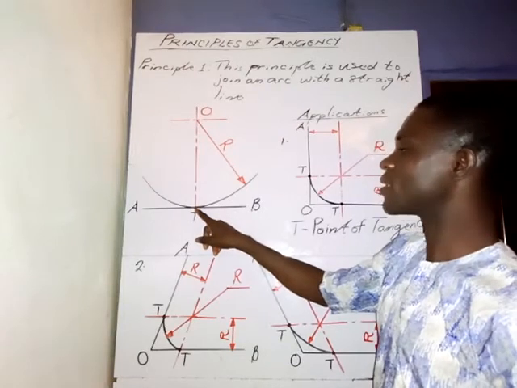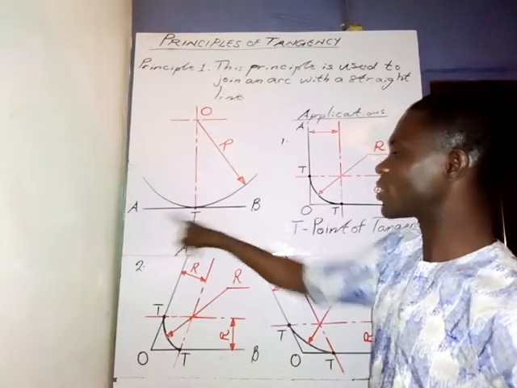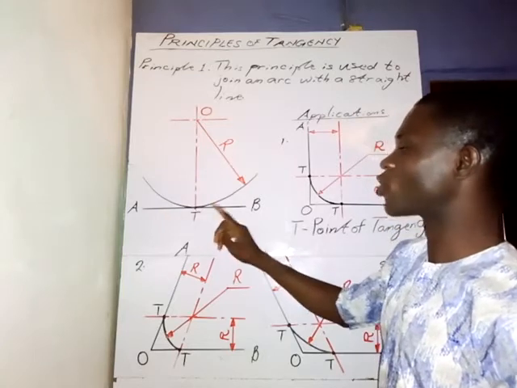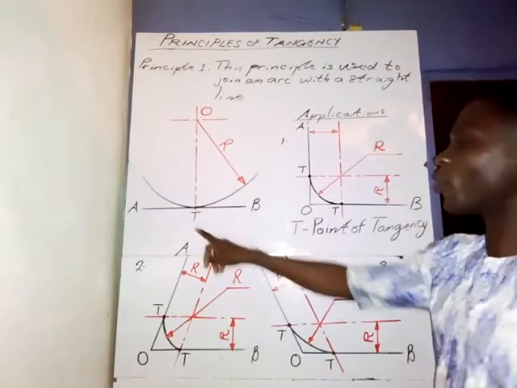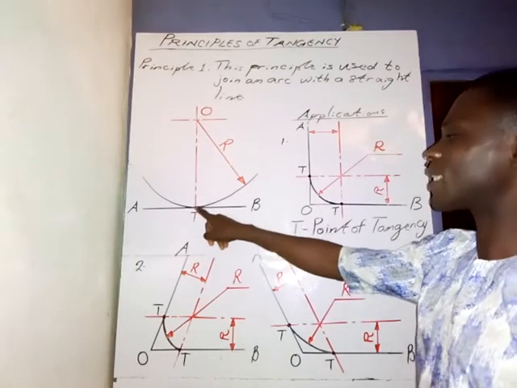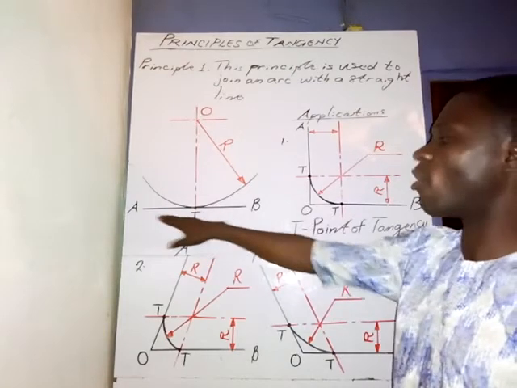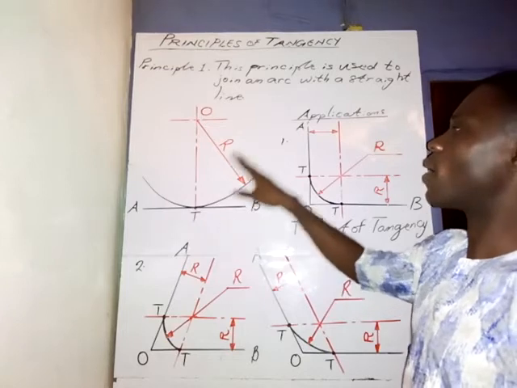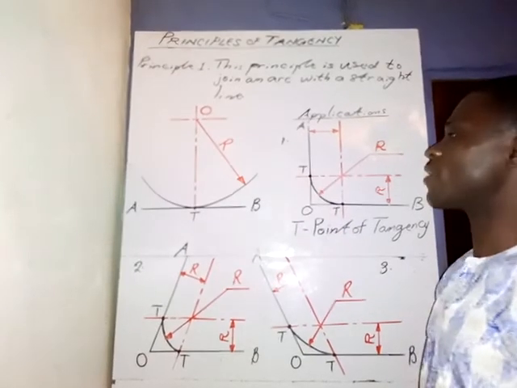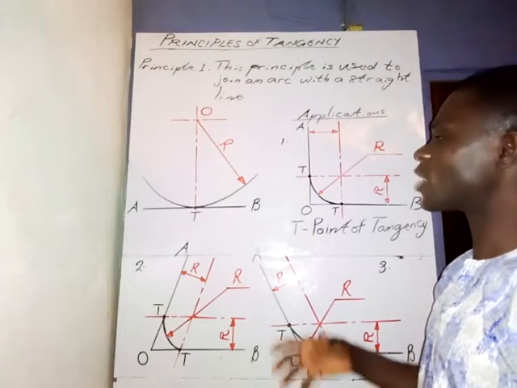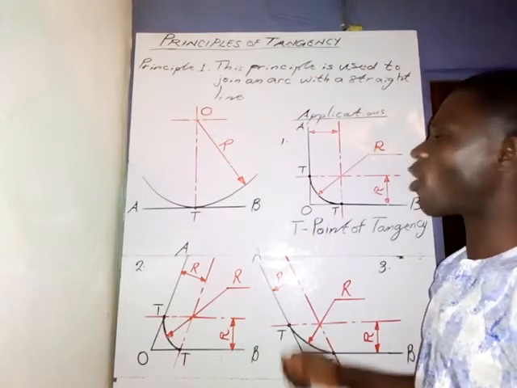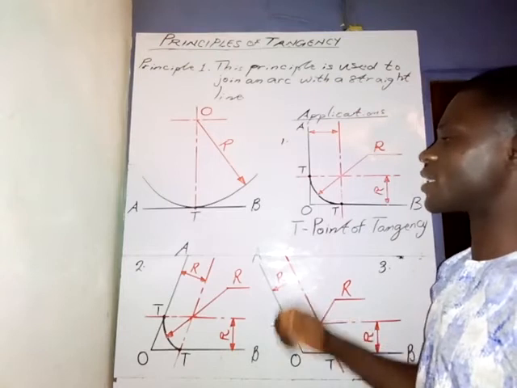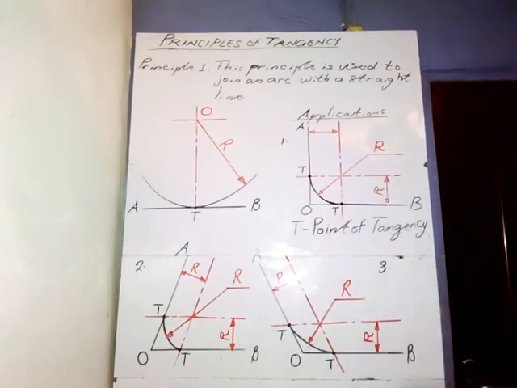The point where the arc touches the line AB is known as the point of tangency, and we use capital letter T to indicate the point of tangency on this straight line. So this is the first principle of tangency, which has to do with the joining of an arc with a straight line. Here we have the applications of the first principle of tangency, and this is the first one.